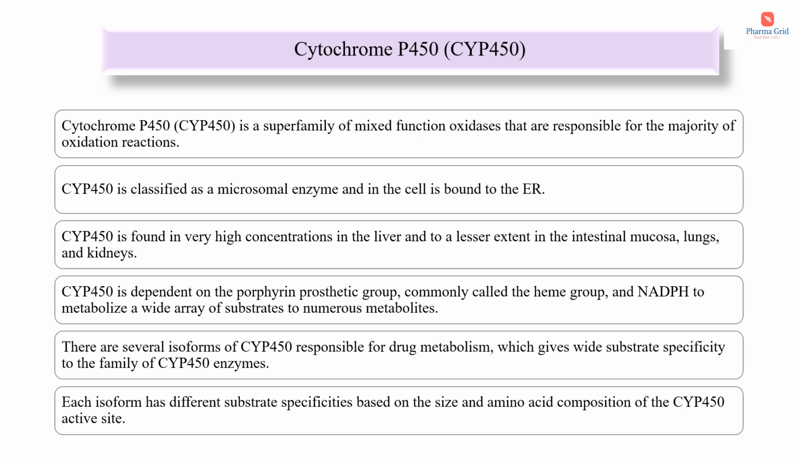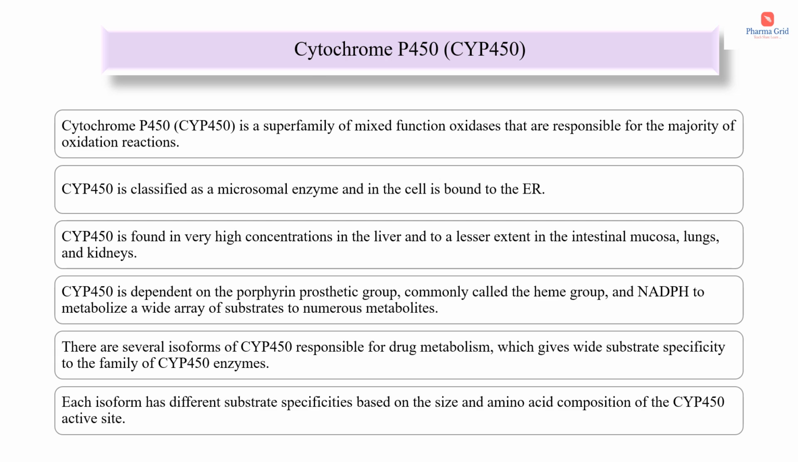Cytochrome P450 is found in very high concentrations in the liver and to a lesser extent in the intestinal mucosa, lungs and kidneys. The cytochrome P450 is dependent on the porphyrin prosthetic group, commonly called the heme group, and NADPH to metabolize a wide array of substrates to numerous metabolites. There are several isoforms of cytochrome P450 responsible for drug metabolism, which gives wide substrate specificity to the family of cytochrome P450 enzymes. Each isoform has different substrate specificities based on the size and amino acid composition of the cytochrome P450 active site.